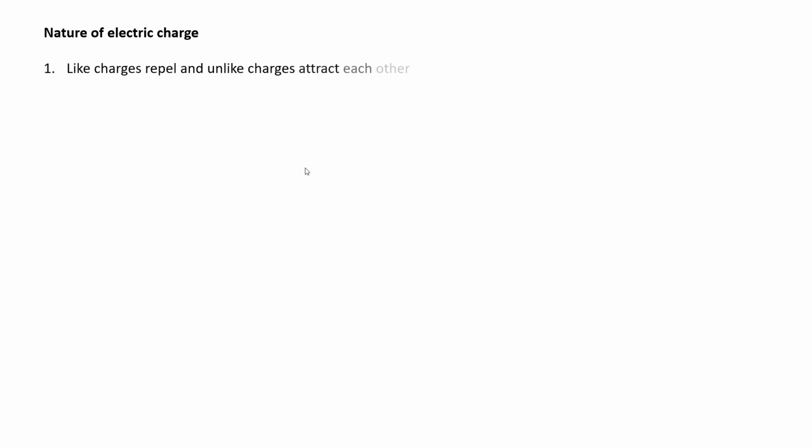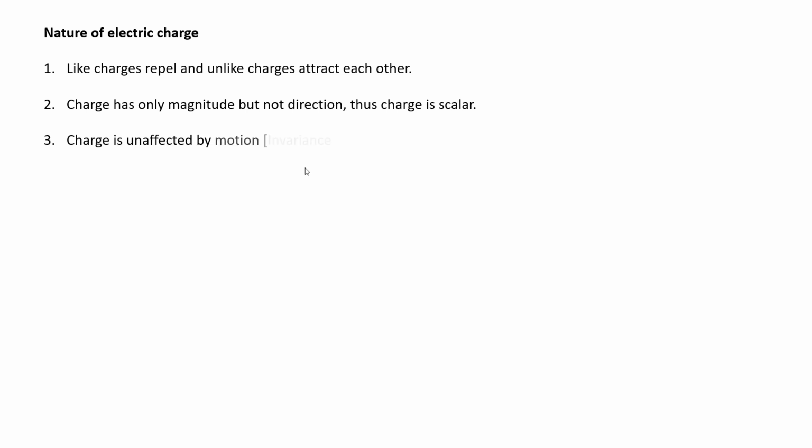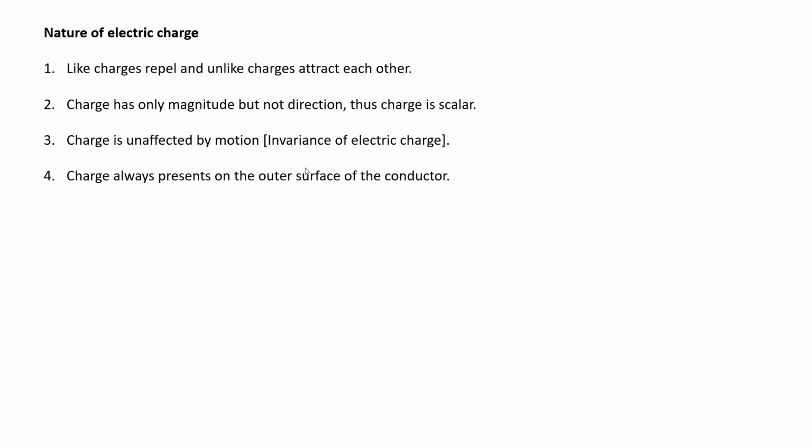Like charges repel and unlike charges attract each other, we have already seen. Charge has only magnitude but no direction, that is, it is a scalar quantity. Yes, we know that. Charge is unaffected by motion, meaning whether the charge is in motion or at rest, its electric property does not change by motion. Charge always is present on the outer surface of a conductor. Yes, charge is always present on the surface.